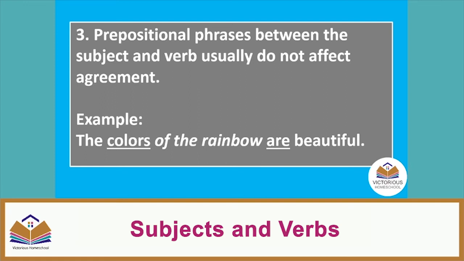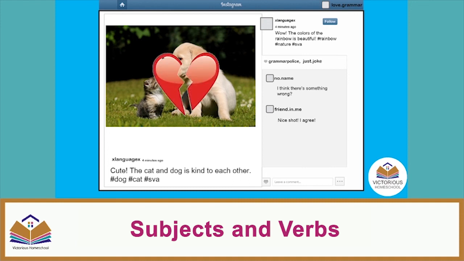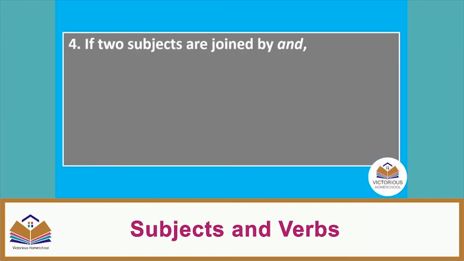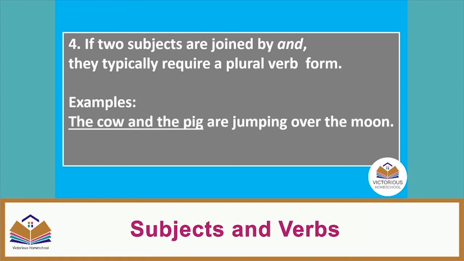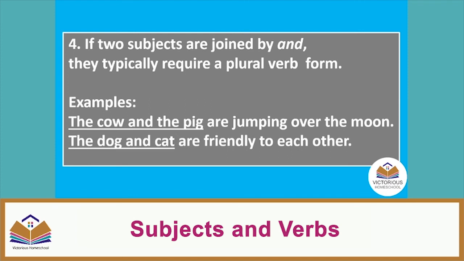Let's look at another post. Yes. Oh, so cute. The cat and dog is kind to each other. Now, the grammar is not cute here because it is wrong. Okay, so like we said earlier, if two subjects are joined by and, they typically require a plural verb form. Examples: the cow and the pig are jumping over the moon. The dog and cat are friendly to each other.